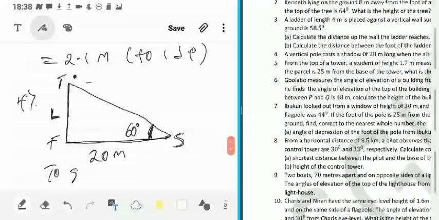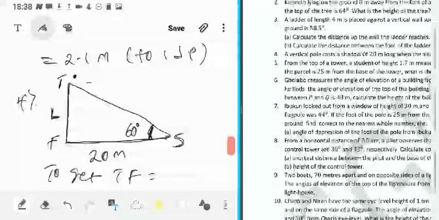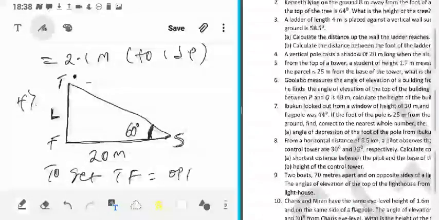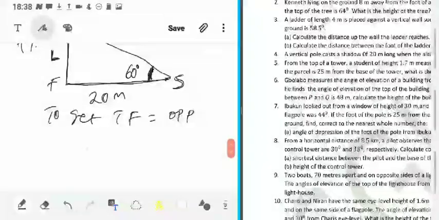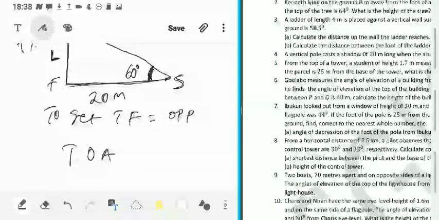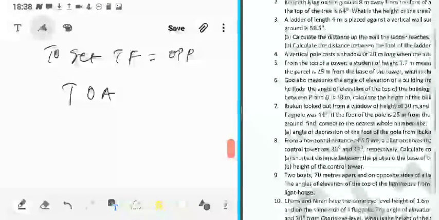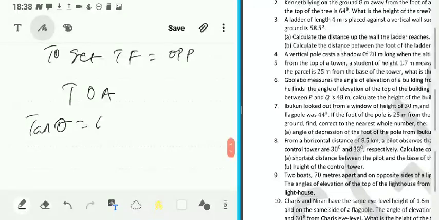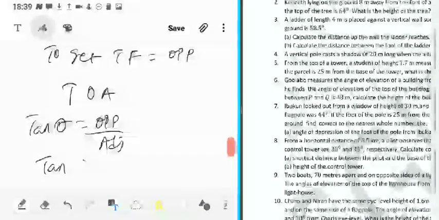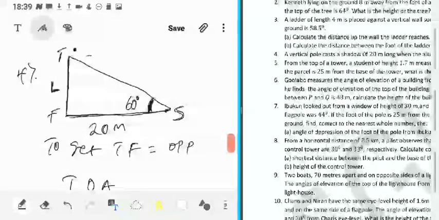To get TF, how does TF correspond to this angle? It's an opposite side to the angle, so O should be in your formula. Which side was given? A was given, the adjacent side. So it corresponds to tan ratio. We're going to be using the tan ratio. Tan theta equals to what? Opposite over adjacent. So what is theta? Theta is 60 degree.